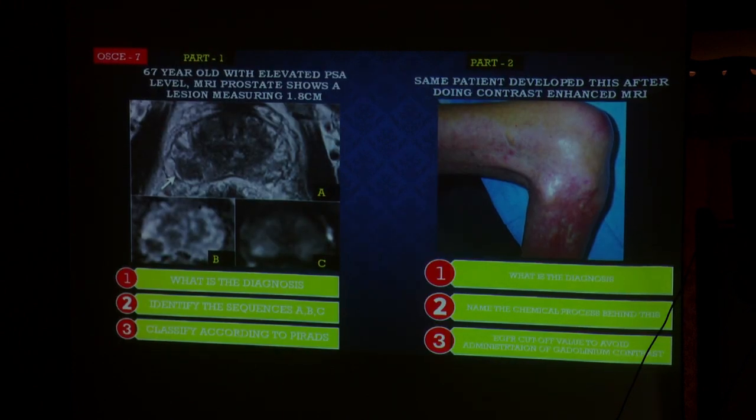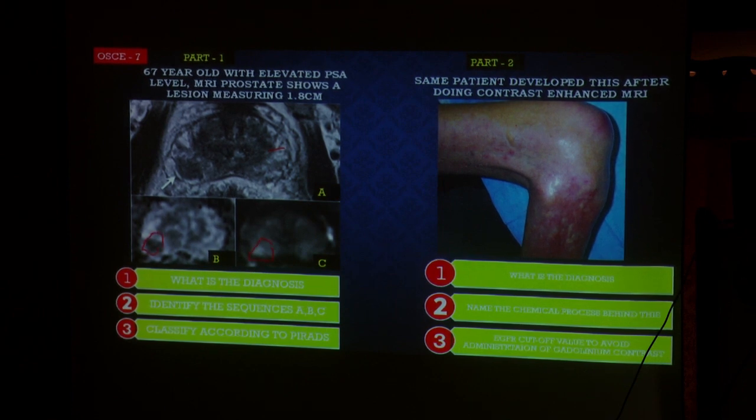Prostate is also very important. So here this is the first part of this question. A 67-year-old male with elevated PSA levels, MRI prostate shows a lesion here, which measures about 1.8 centimeters. So before going to the first part, what is this sequence A? What are the important sequences in prostate MRI? Yeah, this one is T2. Okay, this is T2. B, what is this? Yeah, this is ADC. And C, diffusion weighted imaging.